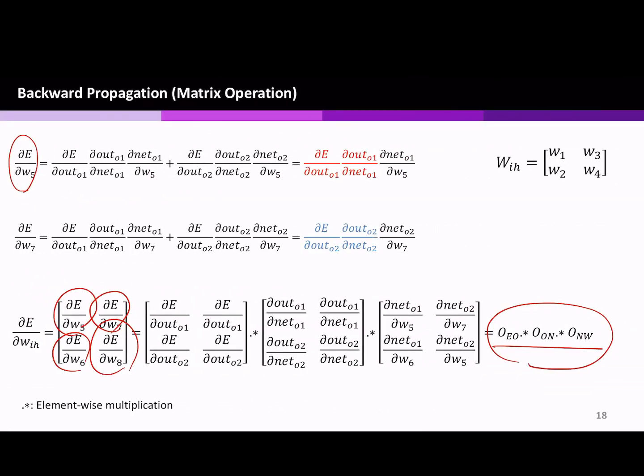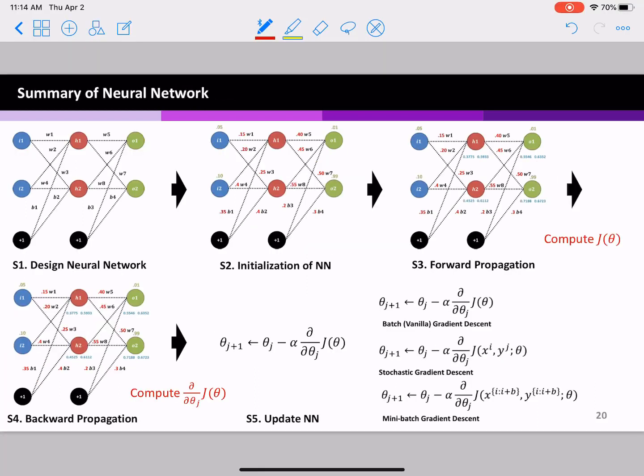Then finally we'll get this derivative value using this matrix operation. Okay, here is the summary of the neural network process.